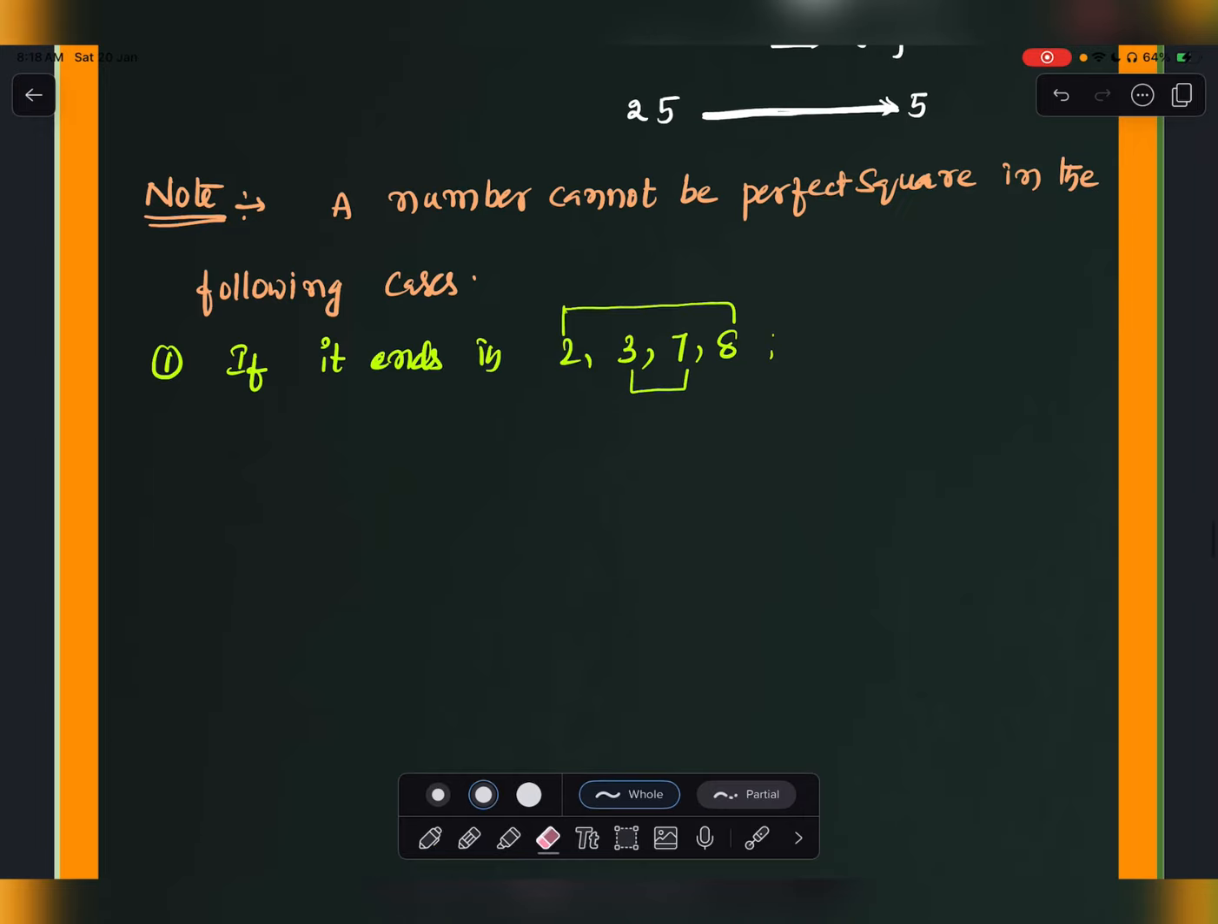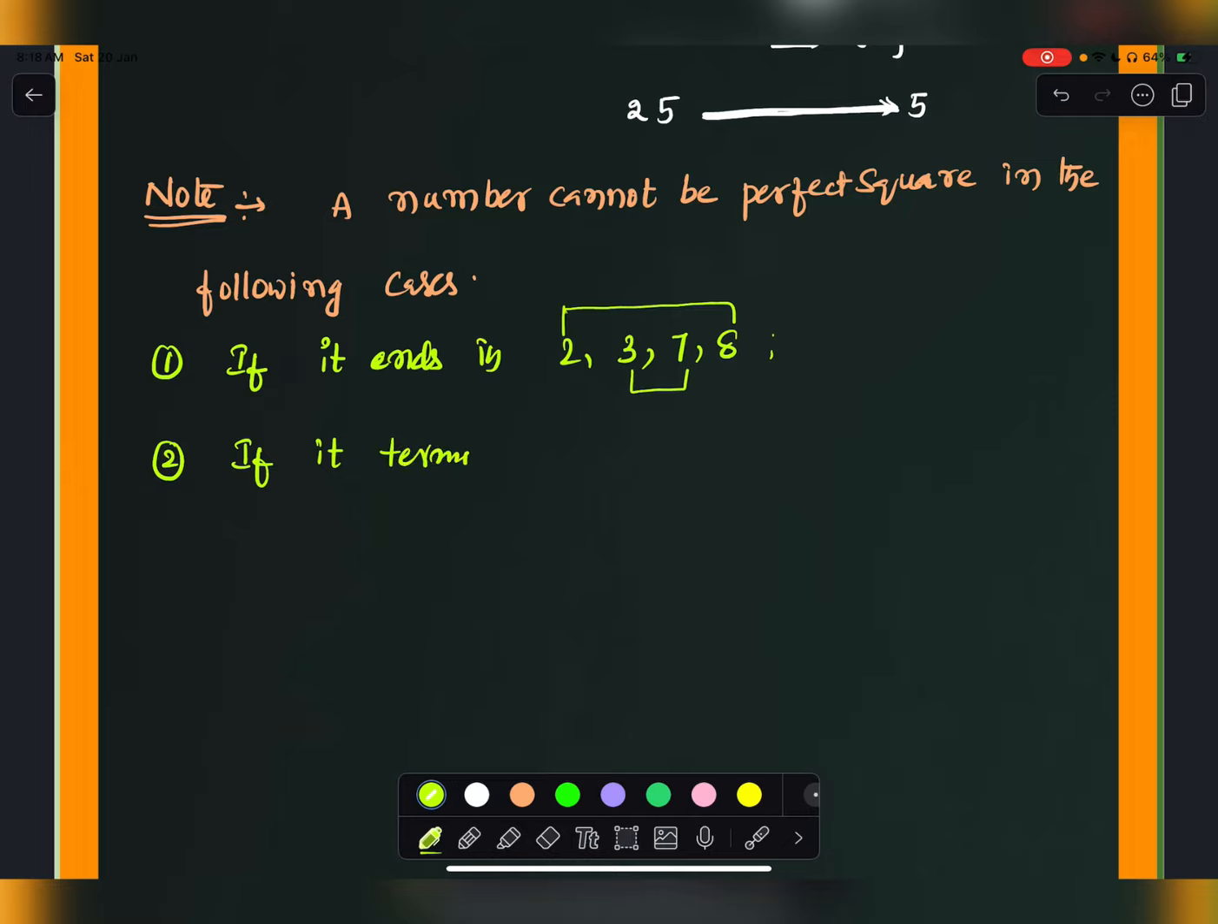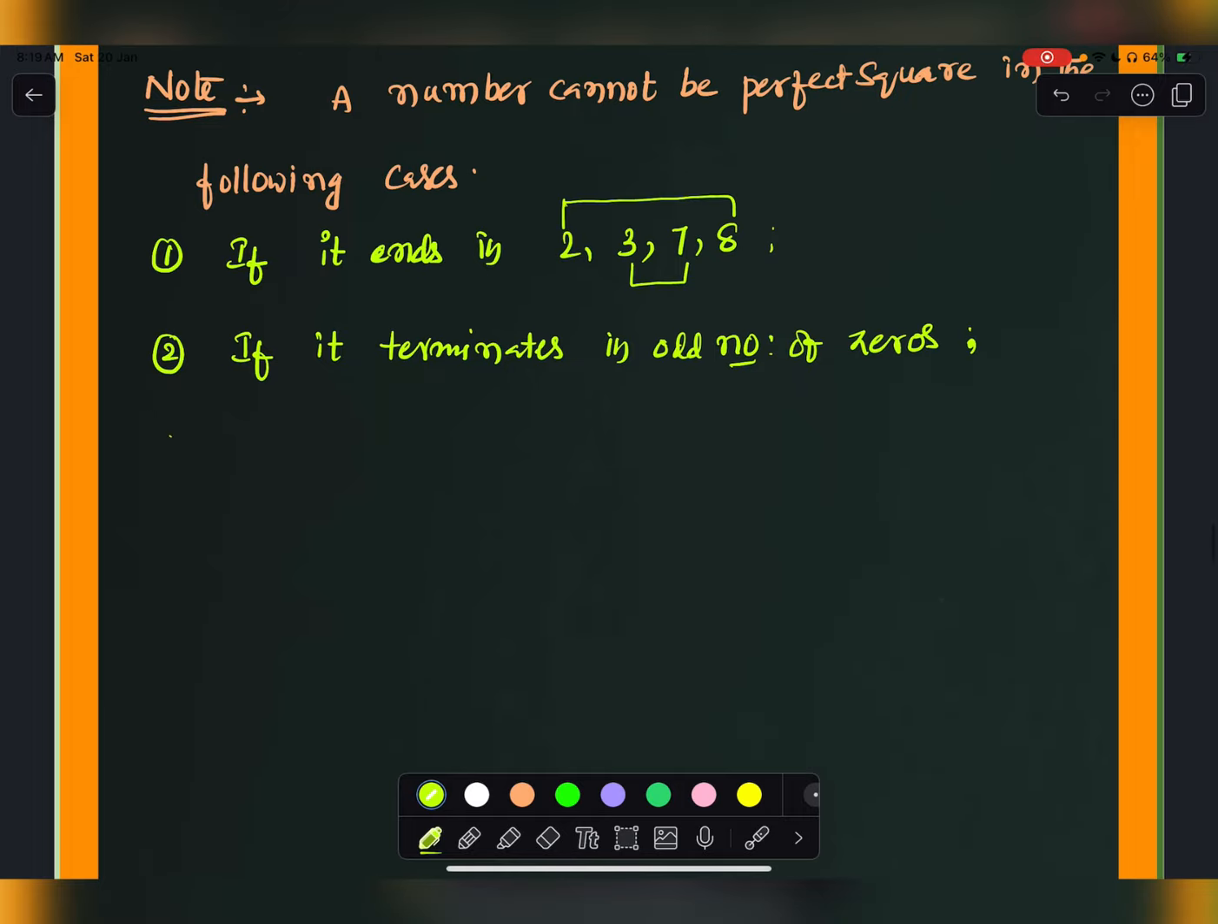Second one, if it terminates in an odd number of zeros, like ending with 1 zero or 3 zeros, that number cannot be a perfect square, right?